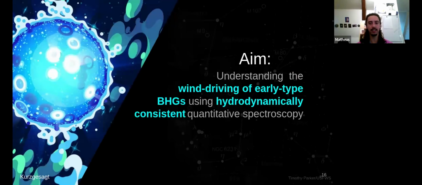So that said, that's the context. The aim of our work is then essentially to take a hydrodynamically consistent atmosphere code, thereby performing quantitative spectroscopy to analyze the winds of early-type B hypergiants. More specifically, when I say early-type B hypergiants, I mean spectral type around B1, B1.5, since they very rarely are earlier than that.